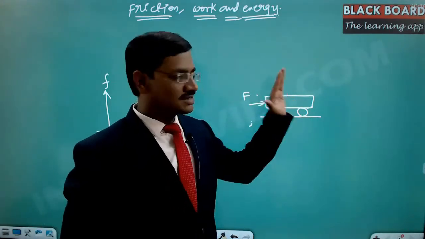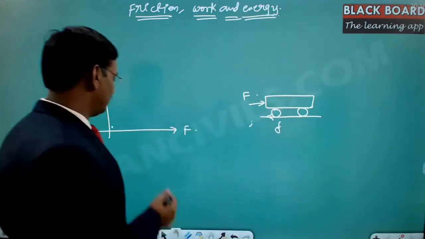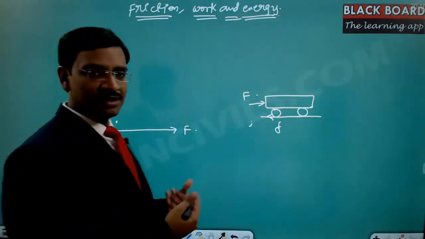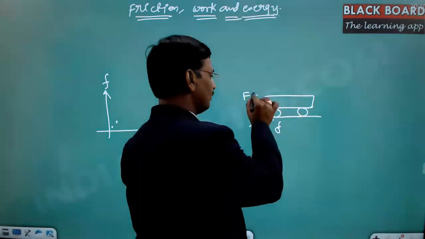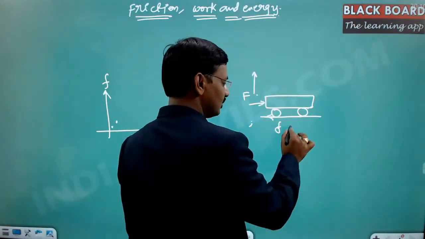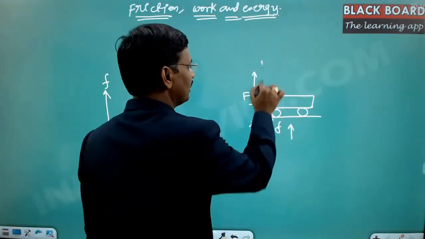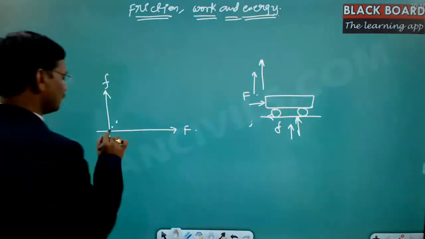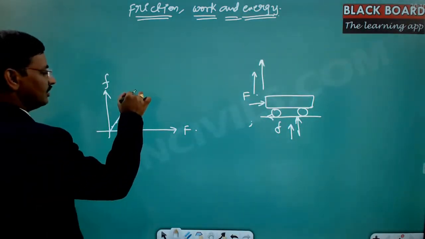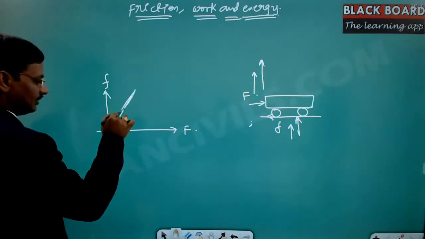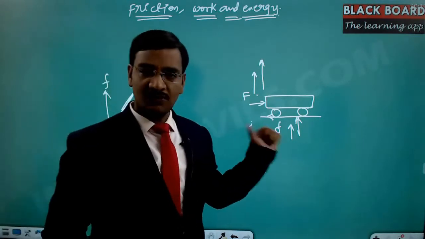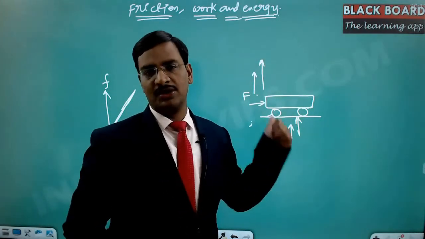Now you increase the force of your application, and the frictional force proportionally keeps on rising. You increase the force further, and the frictional force rises further. If you trace the graph, this is how a proportionality graph is developed between the force you apply and the force the road develops on the car.